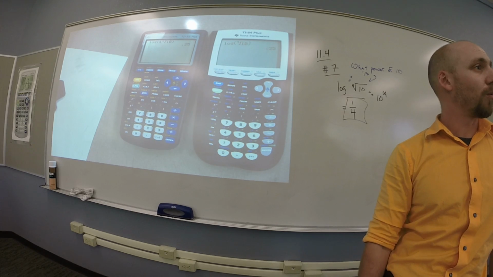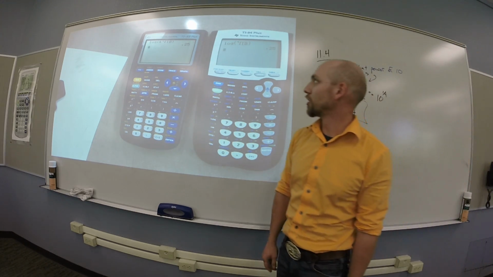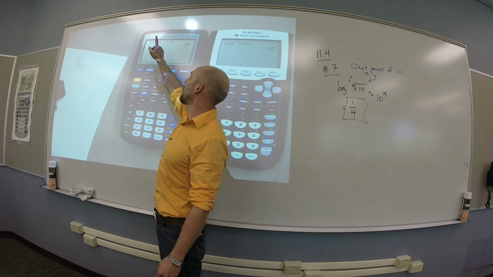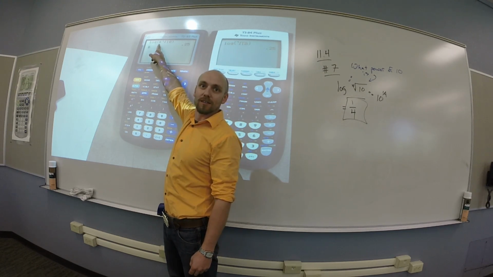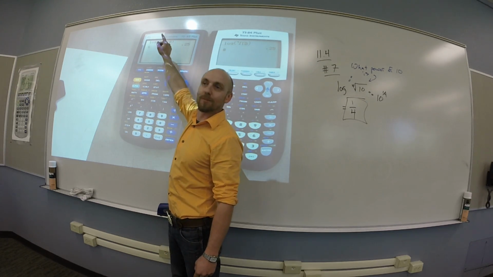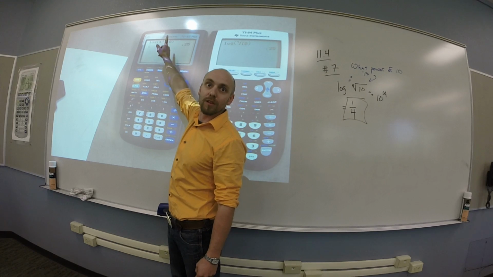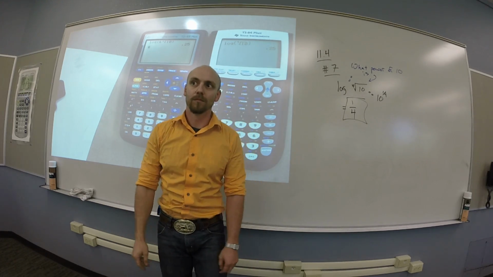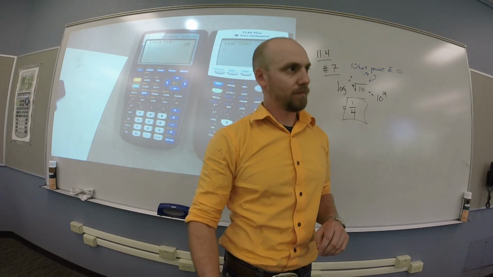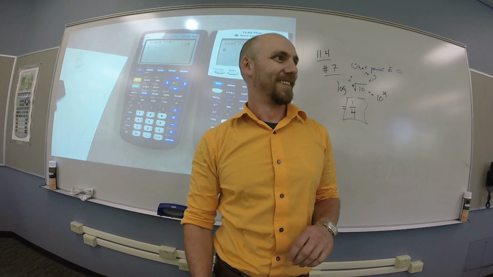What I would advise for button pushing order is that you push log, and then you know you want a 4. So I'd put the 4, then go into the math button, find the little funny root thing. Cool. Questions on that?